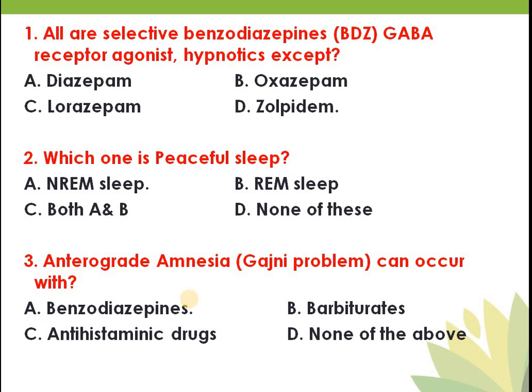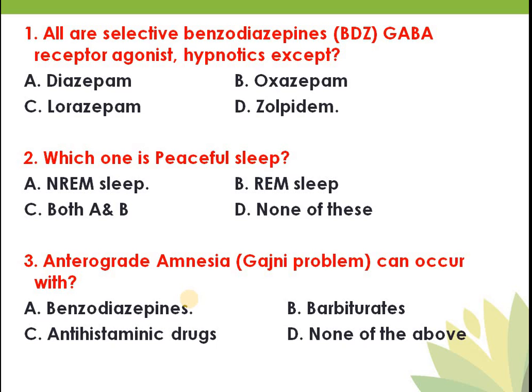What are the different uses of benzodiazepines? They are used as hypnotics to treat insomnia. What is insomnia? Insomnia means lack of sleep, so to induce sleep. They are also used as anti-anxiety agents, anxiolytics, and as tranquilizers. They are also anticonvulsants, and they also have some muscle relaxant property. Those are the uses of benzodiazepines.